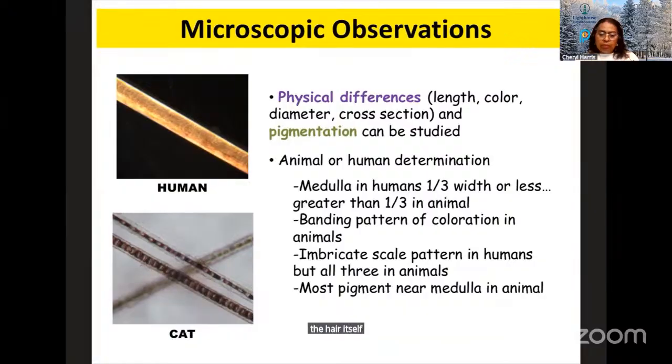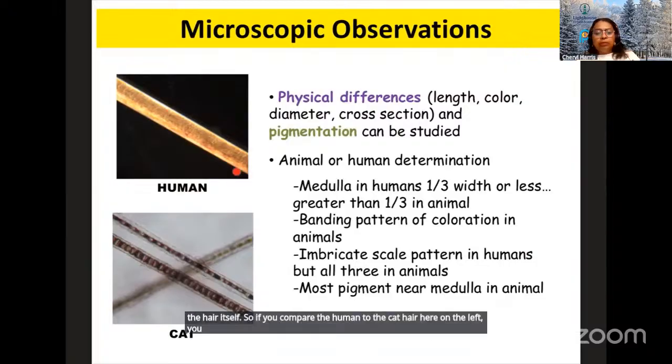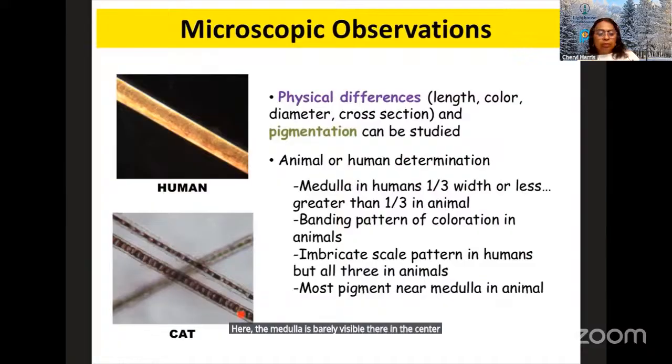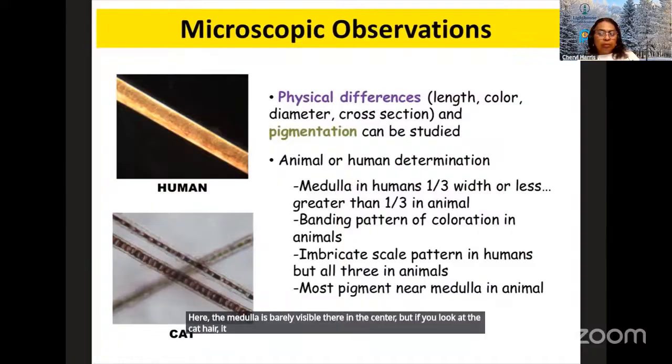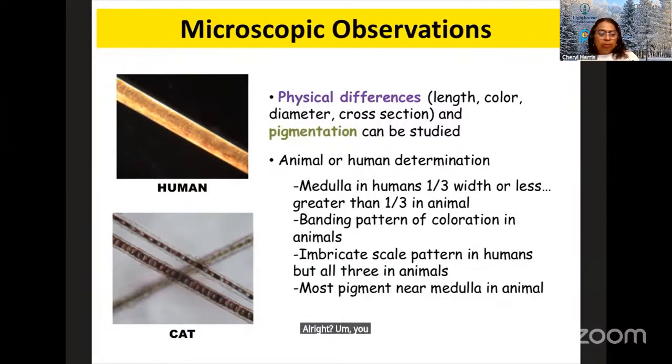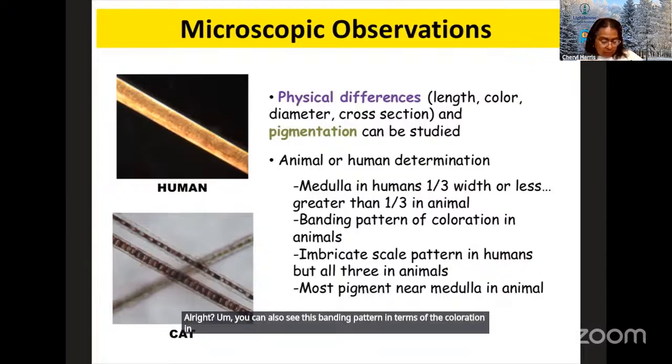So if you compare the human to the cat hair here on the left, you can see the human hair, the medulla is barely visible there in the center, but if you look at the cat hair, it's a very large prominent part of the hair. All right. You can also see this banding pattern in terms of the coloration in animals, where humans usually just looks like one solid color.